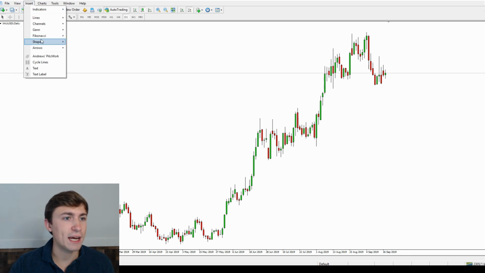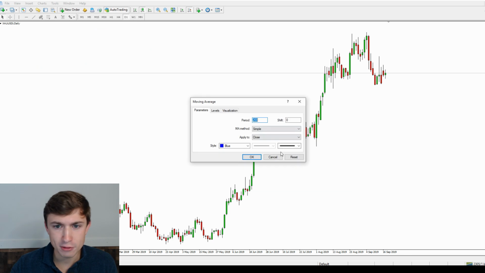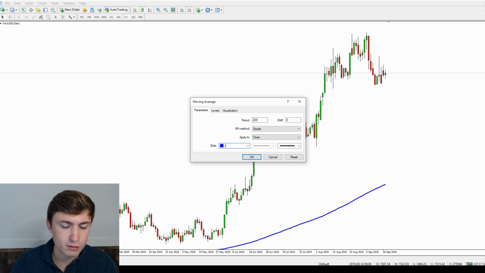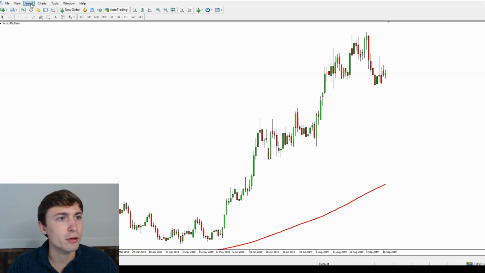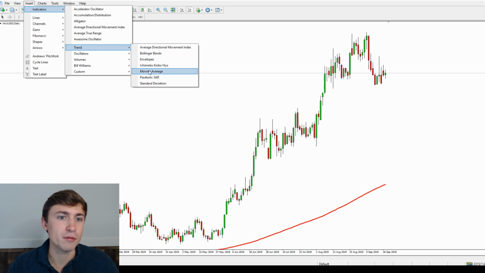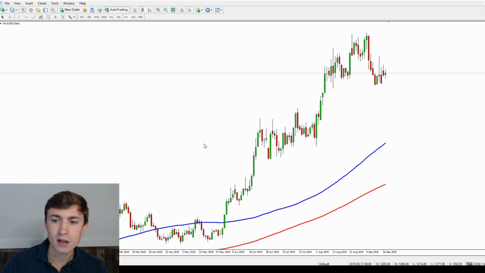And what I'm going to do is add a moving average, 200 period. Let's make that red. I like to make my 200 period red. If you guys don't know, I do like the 200 period moving average quite a bit. I think it's a very good long-term indicator, especially on the daily chart. It's one that I really like. We'll make this one blue. This is the 100 period.